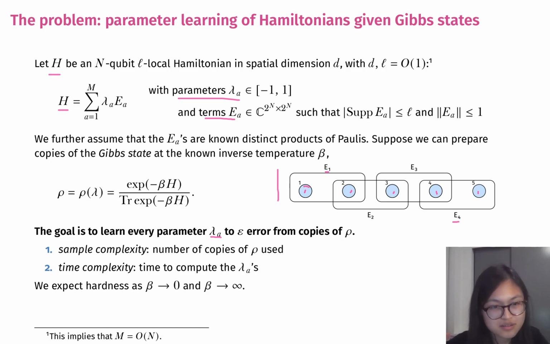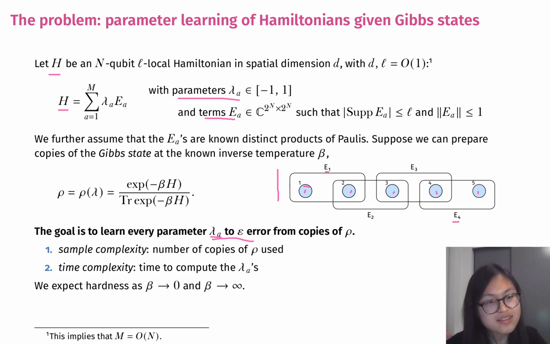And the two criteria we'll use to analyze the success of our algorithm are, first of all, the sample complexity, which is the number of copies that we need to estimate all the parameters to epsilon error. And secondly, the time complexity, which is the amount of computation time that we need to get these estimates once we have the samples.